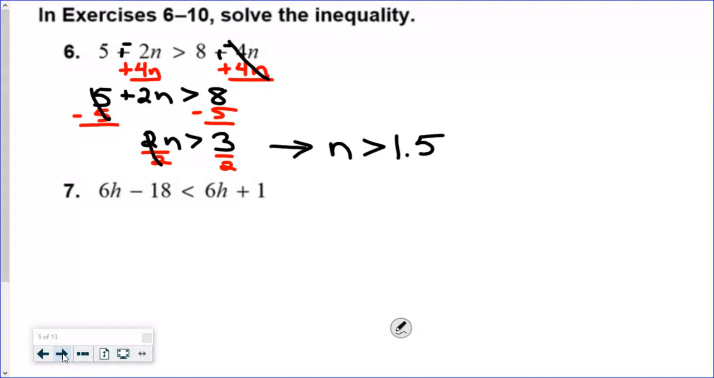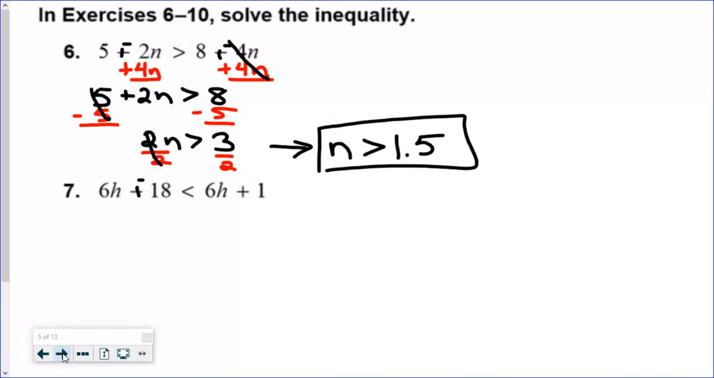I look at my directions. It doesn't say I have to graph, so I am done with this as my answer. Okay, now wake up, people. Here's the fun stuff. Okay, look at your problem. If you need to do keep, change, change.